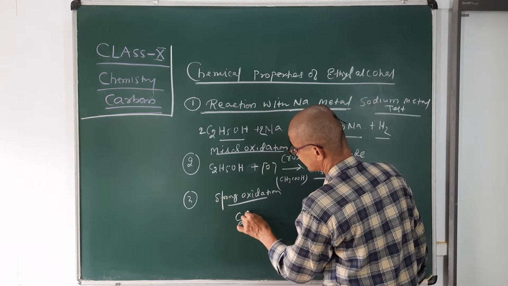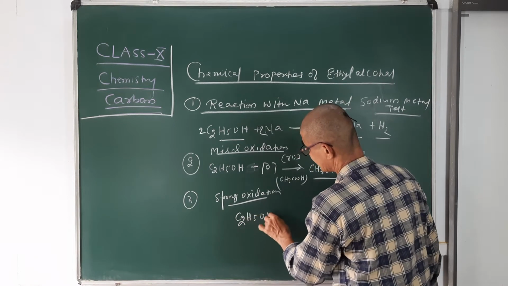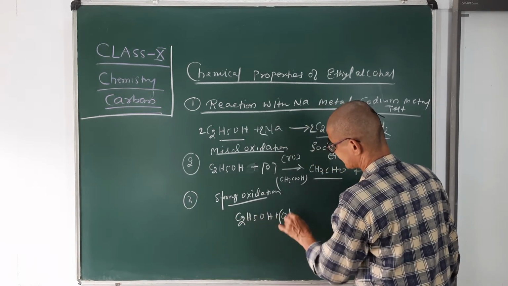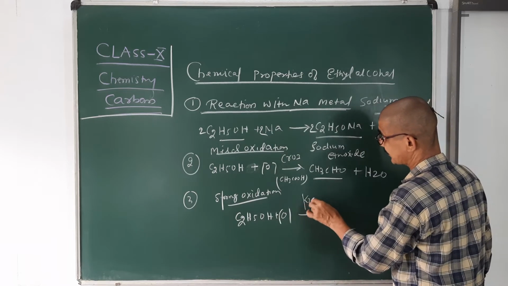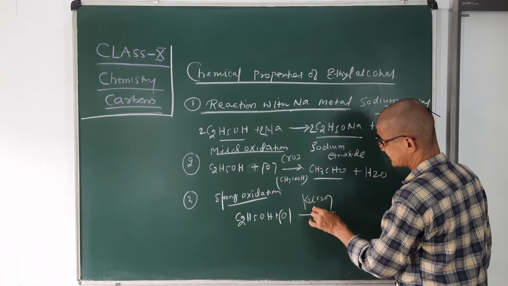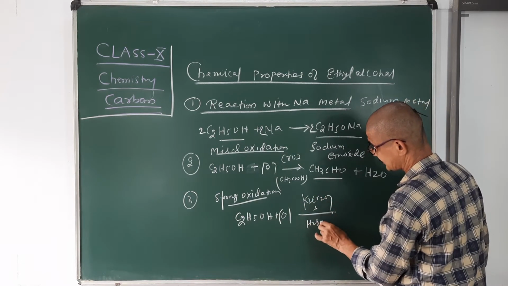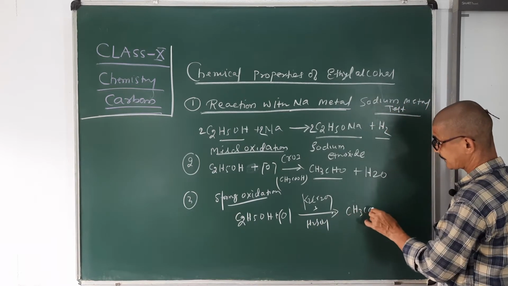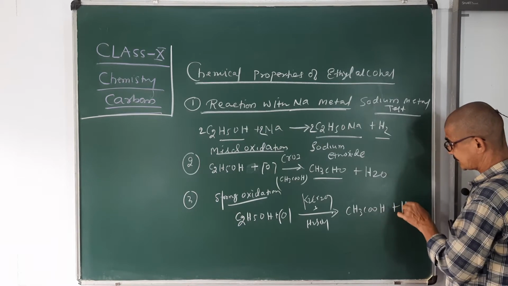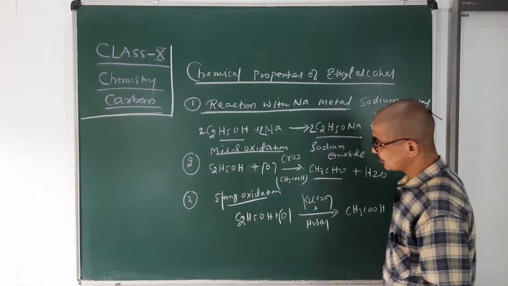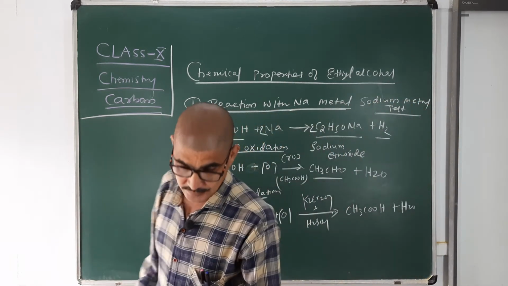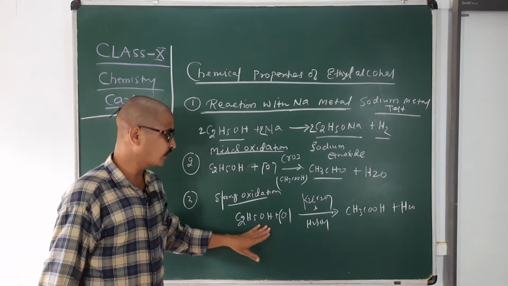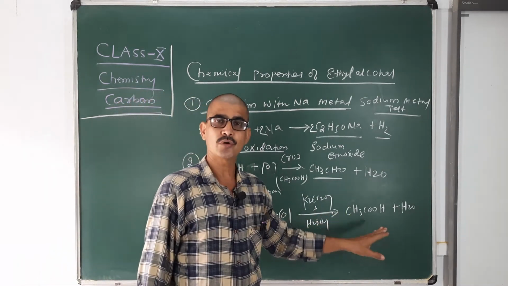But in case of strong oxidation, when ethyl alcohol undergoes strong oxidation in the presence of potassium dichromate and sulfuric acid, we will get acetic acid and water. So here an important question is: why is the conversion of ethyl alcohol to acetic acid called an oxidation reaction?